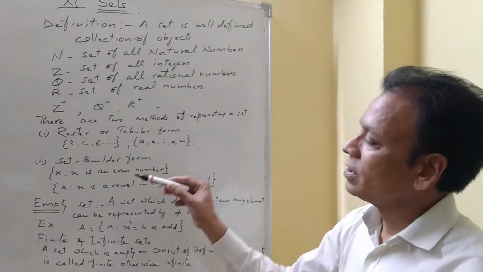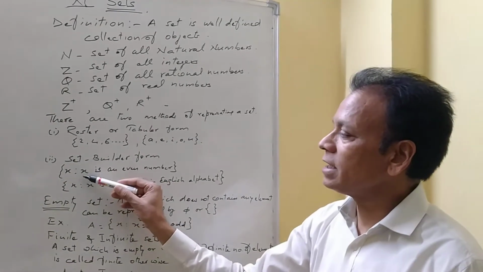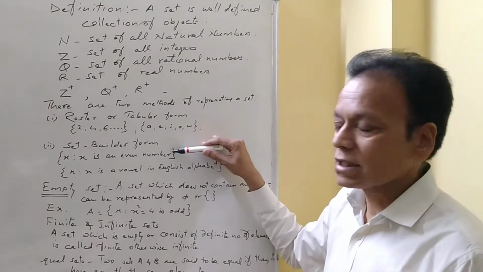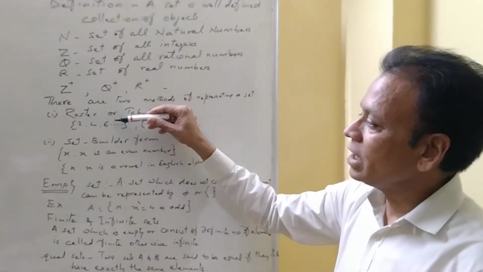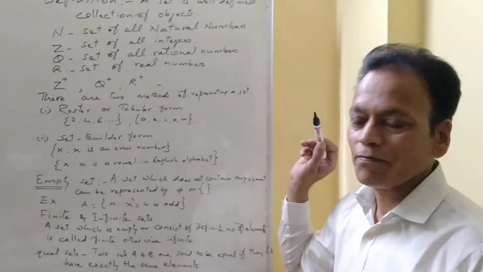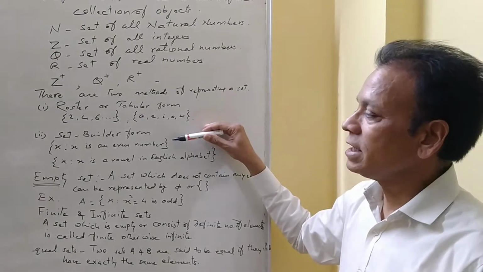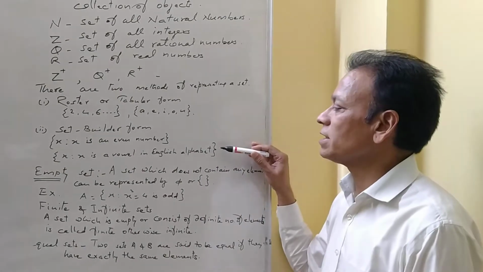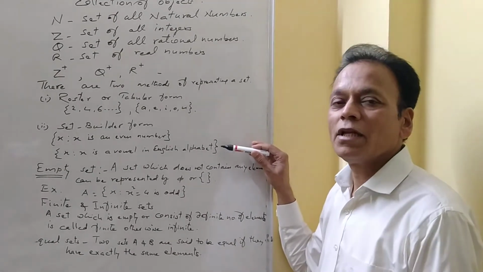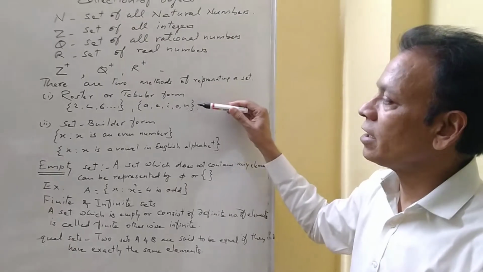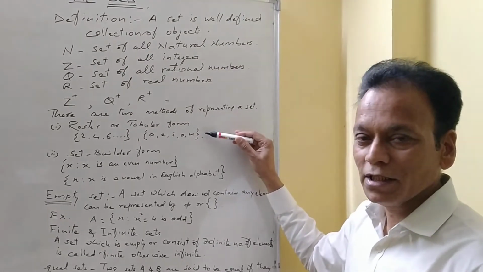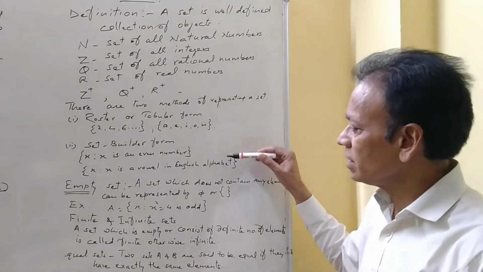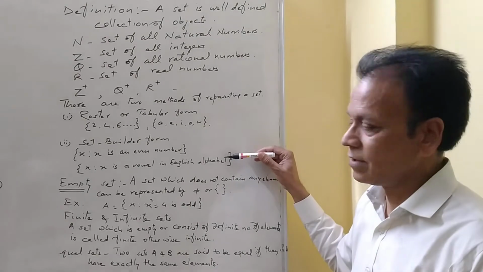Then we talk about the set builder form. This is an example: X such that X is an even number. This is in words, and it represents 2, 4, 6 and so on. In the same way, X such that X is a vowel in the English alphabet. The vowels are A, E, I, O, U, which I have already represented here. So in another way, in set builder form, this can be represented this way.